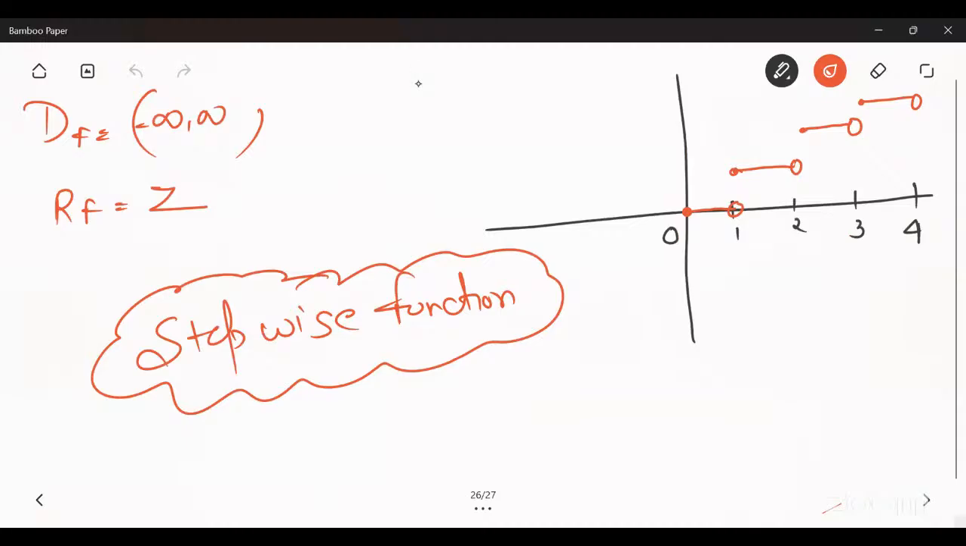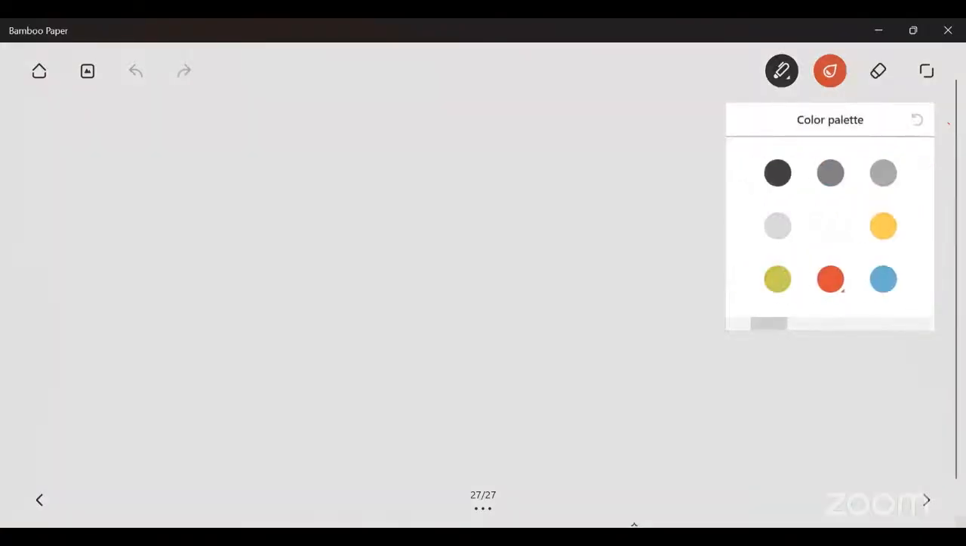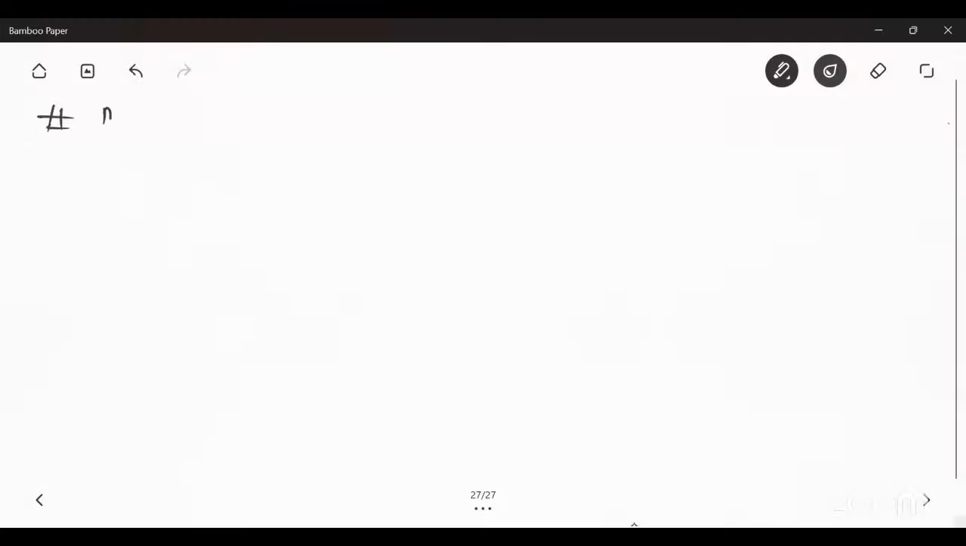Then we discuss one-one and many-one functions. Now the first type of function for today is the modulus function.